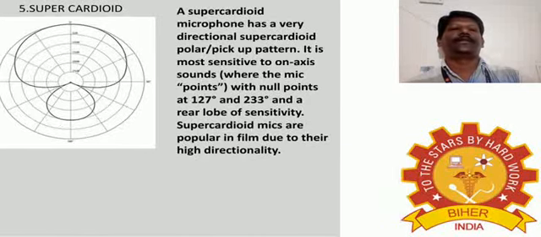Then supercardioid. A supercardioid microphone has a very directional supercardioid polar pickup pattern. It's more sensitive to on-axis sounds, with null points at 127° and 233°, and a rear lobe of sensitivity. Supercardioid mics are popular in film due to their high directionality.